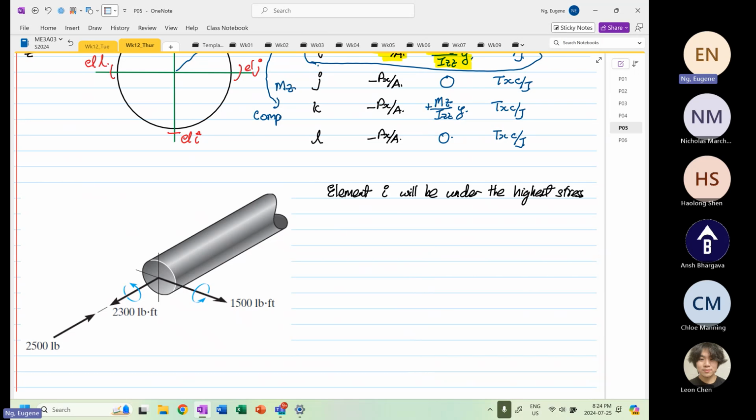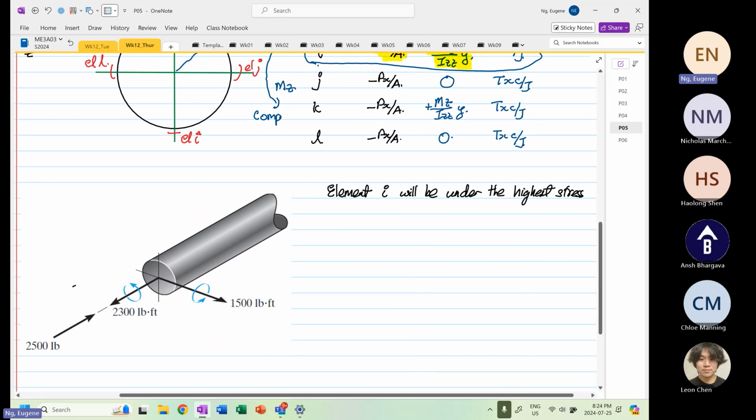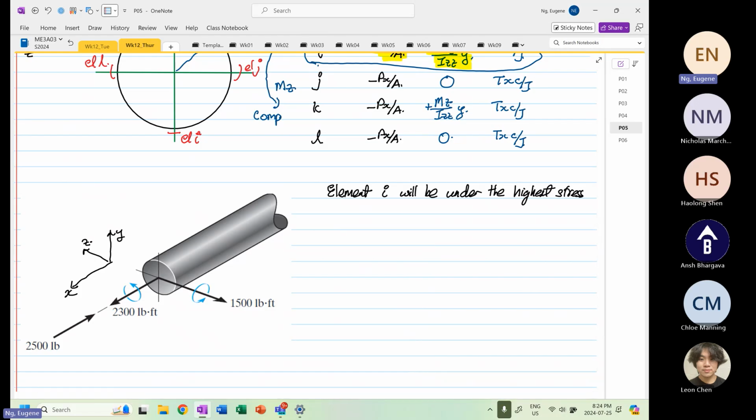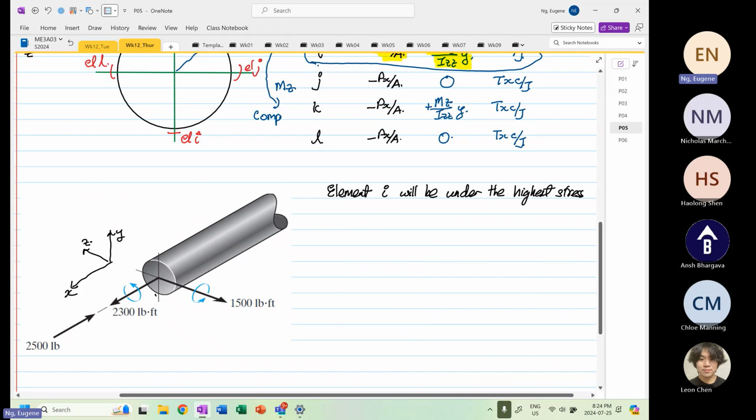Element, exactly like what we see down here. So we know that this is X, this is Y, and this is Z. Now we have to sketch the element first. We know element I is down here. This is our element I, so I'm going to do a sketch of element I.